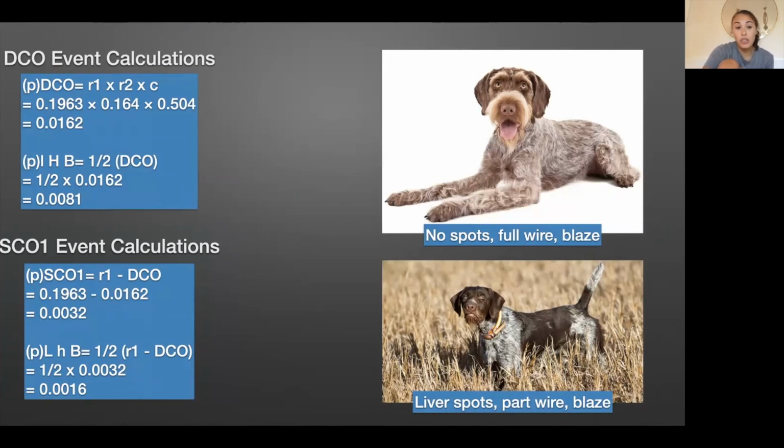And for a single crossover event, you would do the first measurement, which is 0.1963 minus the probability of a double crossover event, 0.0162, and that would give you 0.0032. But once again, that's just the probability of a single crossover event. So you have to multiply that by half, and that'll give you the probability of a single genotype, in this case, big L, little h, big B, and that is 0.0016. And that would give you that bottom dog, liver spots, part wire with a forehead blaze.